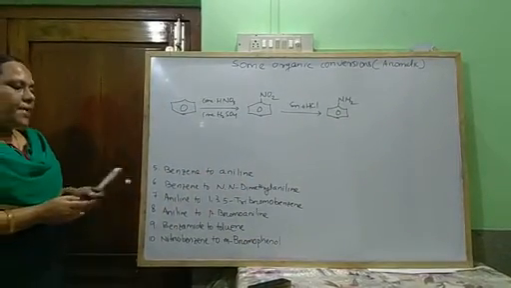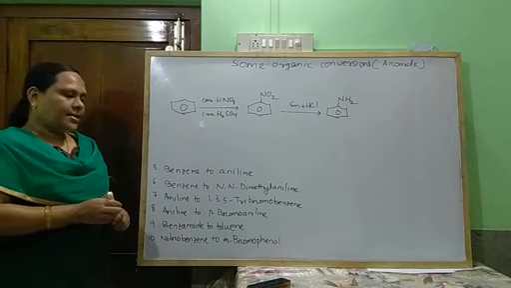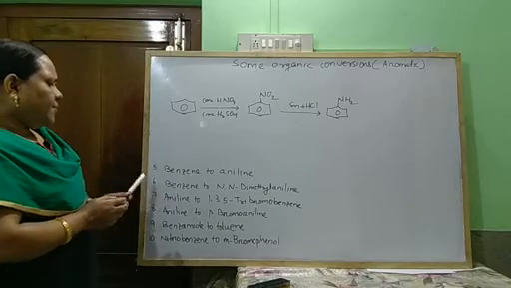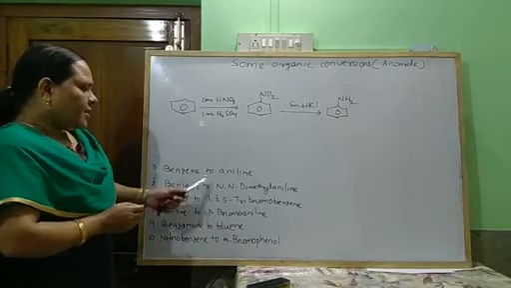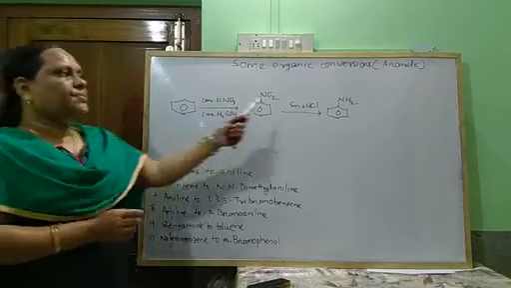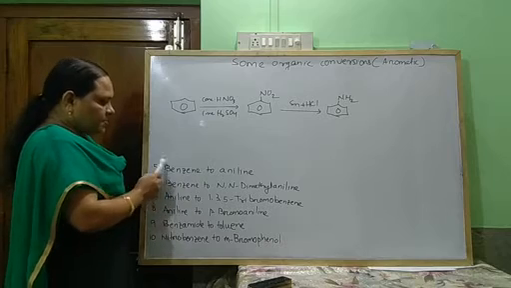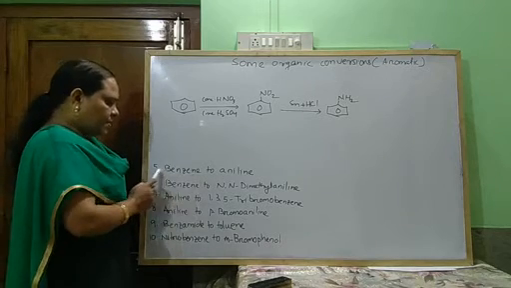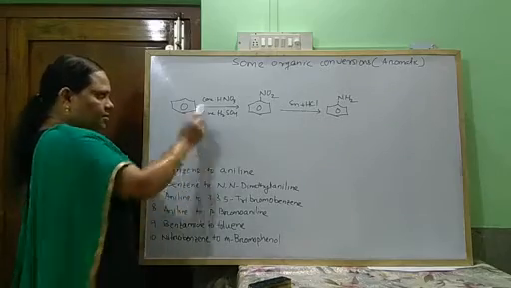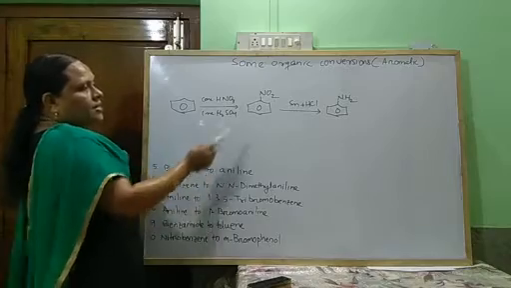Next, benzene to N,N-dimethyl aniline. So first you have to prepare benzene to aniline. For question number 6, this is a repetition of some part of question number 5. Benzene to aniline, this is over. Then benzene to N,N-dimethyl aniline.